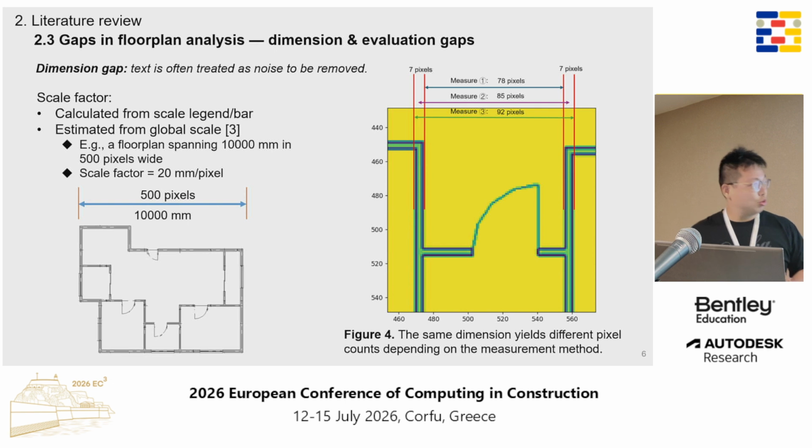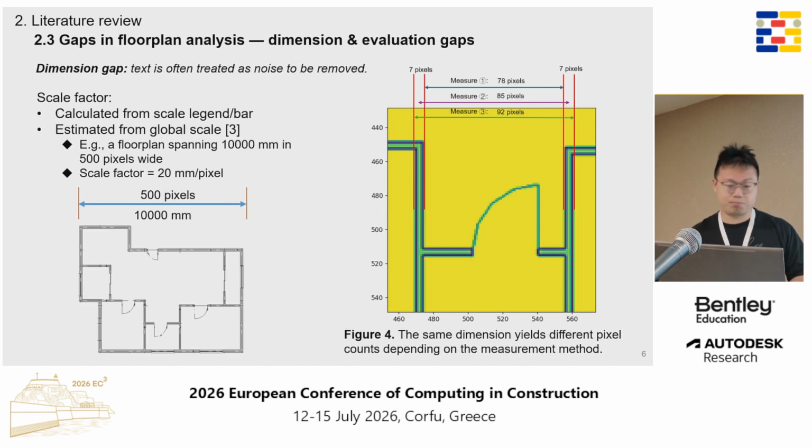These two interesting things define the two research gaps in my work. The first gap is the dimension gap. Most floor plan reconstruction work uses a single global scale. For example, if the floor plan spans 10,000 millimeters in 500 pixels, they will get a global scale of 20 millimeters per pixel.